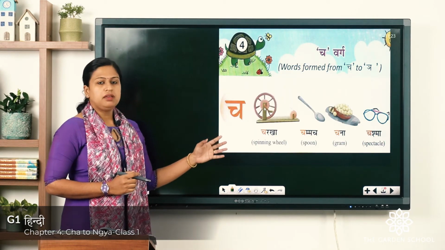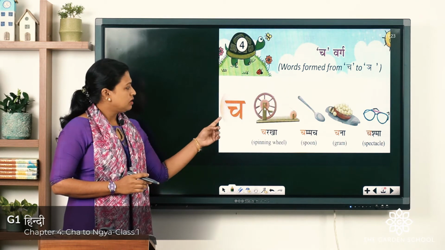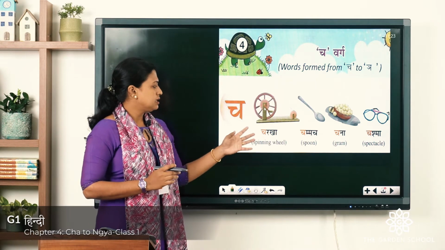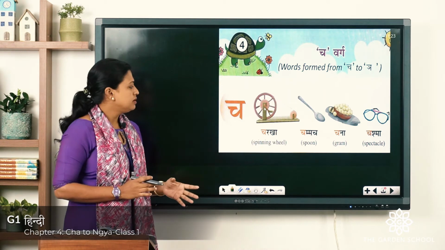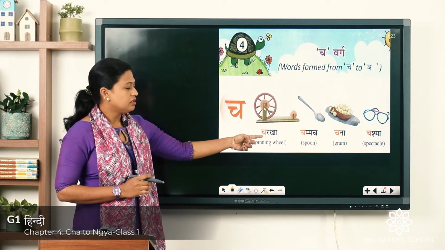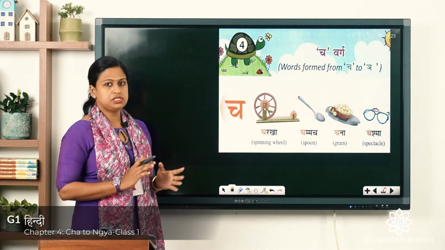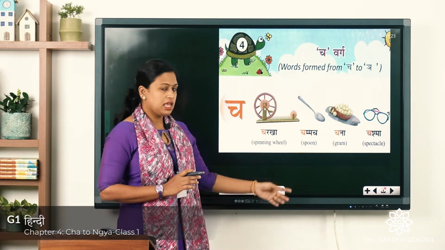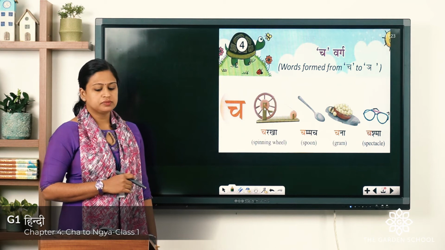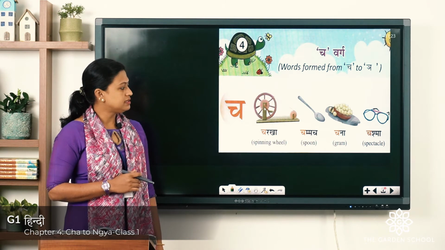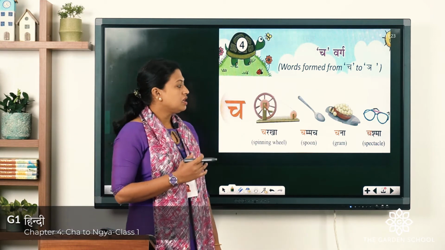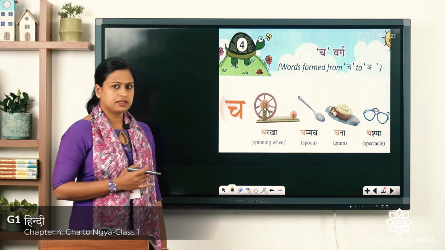Now, we'll see few words. Cha is the Vyanjan letter and it is charkha. Charkha means spinning wheel. So, you can see here the use of cha Vyanjan letter. Cha se chammach. Chammach means spoon. Then next one is chana. Chana means gram. Chashma, spectacle.